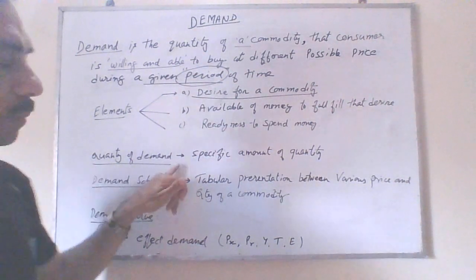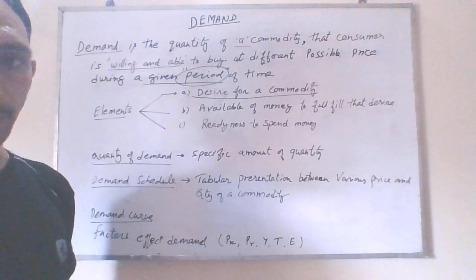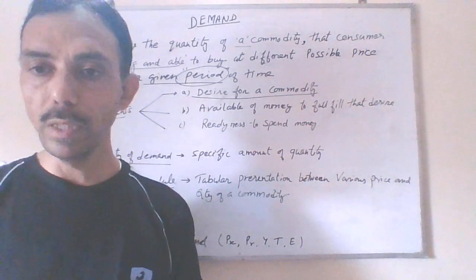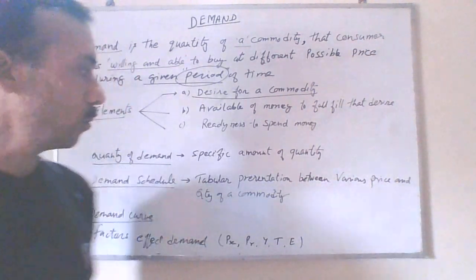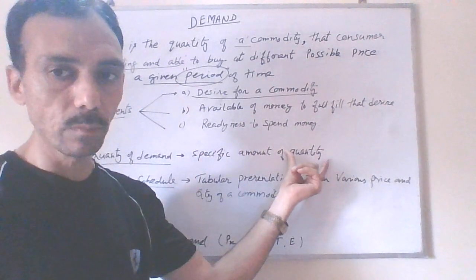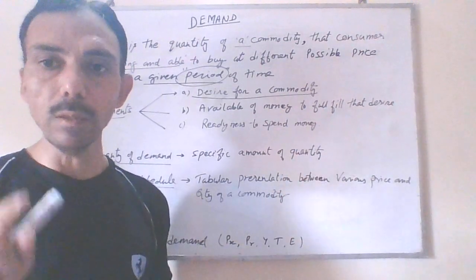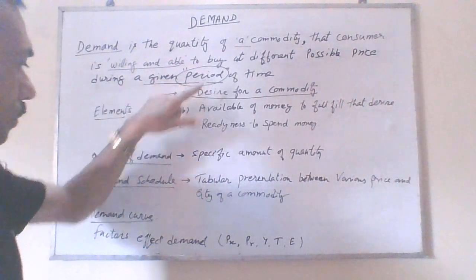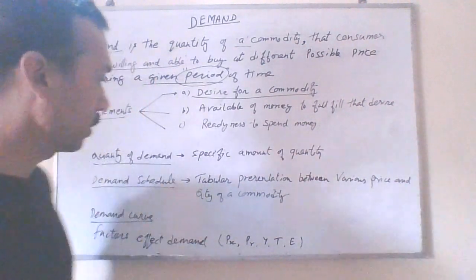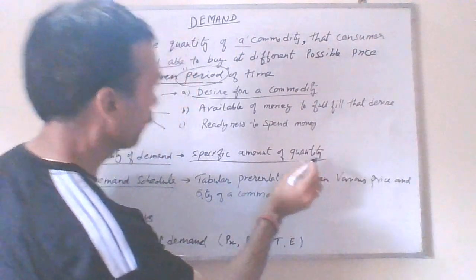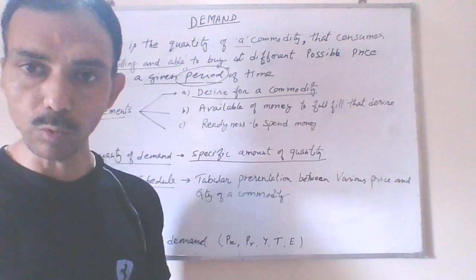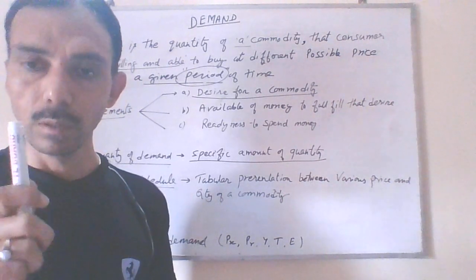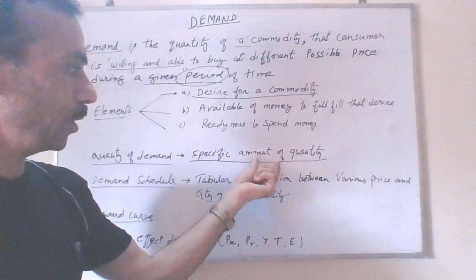The next one is the quantity demanded. Quantity demanded and demand are different. Demand is a combination of all possible quantities that the consumer is willing and able to buy at various possible prices, while quantity demanded is a specific amount at a particular price at a particular point of time. Demand is measured over a period of time; quantity demanded is measured at a point of time. Quantity demanded is a specific amount. Demand covers various prices and various quantities of a commodity. Quantity demanded is a particular quantity at a given, particular price at a point of time.